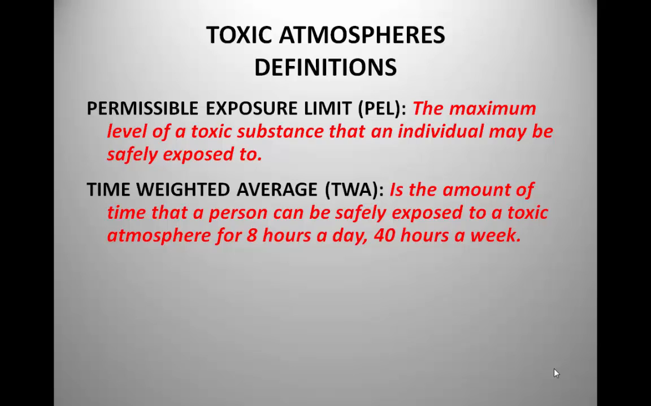And from the PEL or the TWA, you may also have a short-term limit value, which is a little bit higher. So let's say carbon monoxide, its PEL is 35 parts per million. A short-term limit value may be 50 parts per million. Its IDLH, or immediate danger to life and health, may be 100 parts per million. So as that part per million goes up, you can see a change in your exposure limitations.